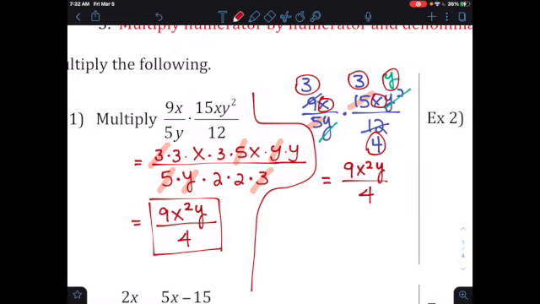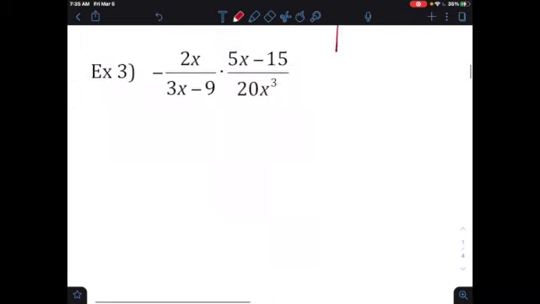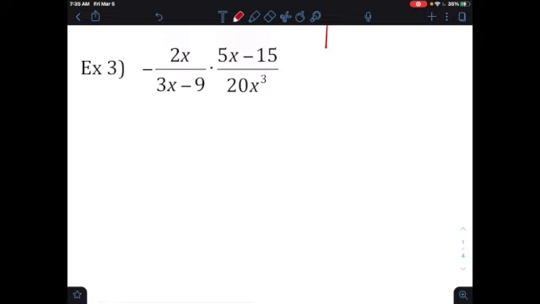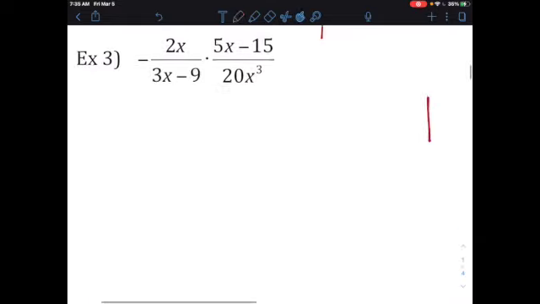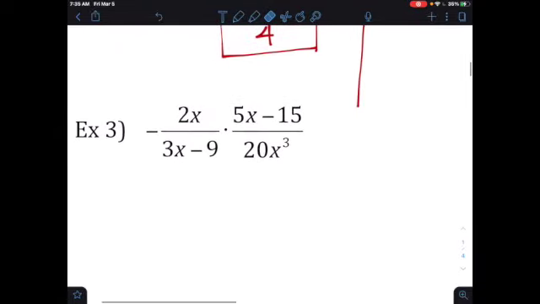Please try example number 2. The answer for example number 2 is negative 9m squared over 4n. For 3, some of you guys recognize this is not just one term anymore. It's not just multiplication. There's addition, subtraction. So what we're going to do is factor. So this is what you have to go through your list. Do I have anything in common each time? Do I have 2 terms, 3 terms, 4 terms factoring?